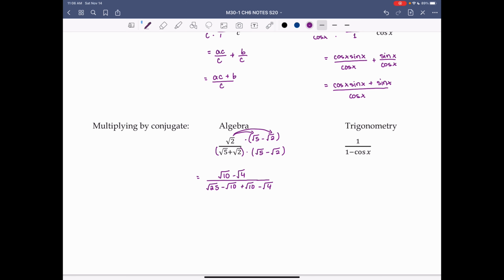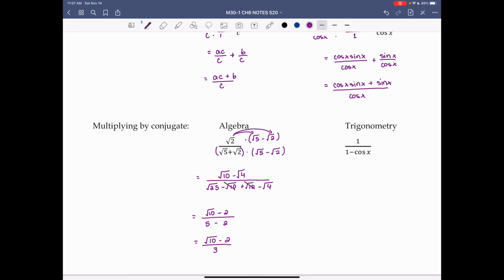We simplify our two middle terms. They add to 0, negative root 10 plus root 10. The top becomes root 10 minus 2, square root of 4 is 2. The bottom becomes 5 minus 2, square root of 25 is 5, square root of 4 is 2. We can't simplify square root 10, so we get square root 10 minus 2 on top. And on the bottom, 5 minus 2 is 3.